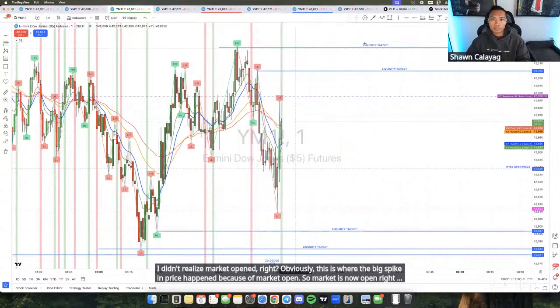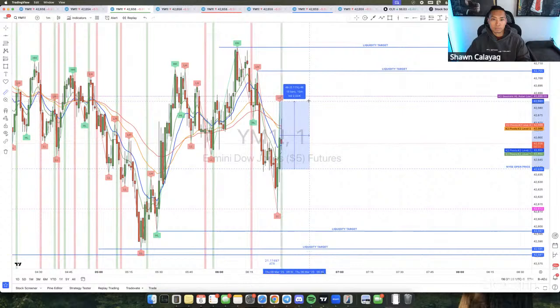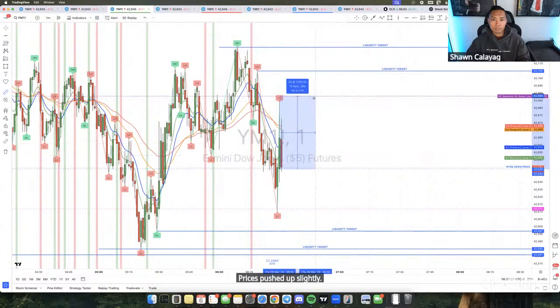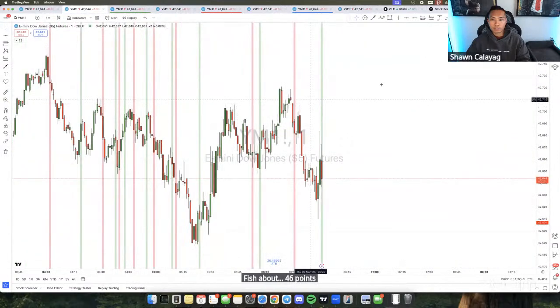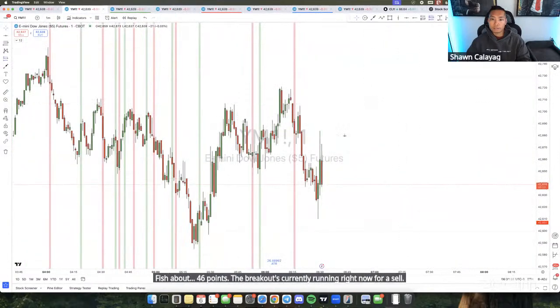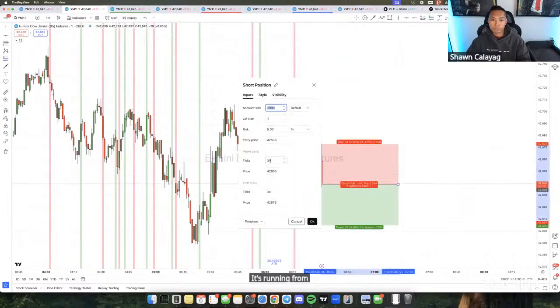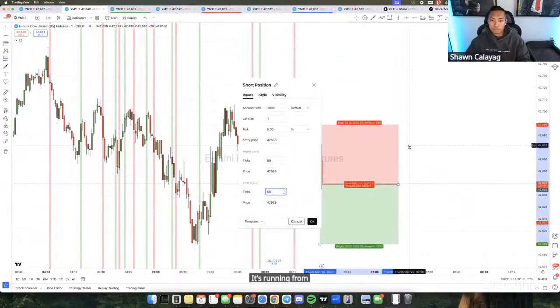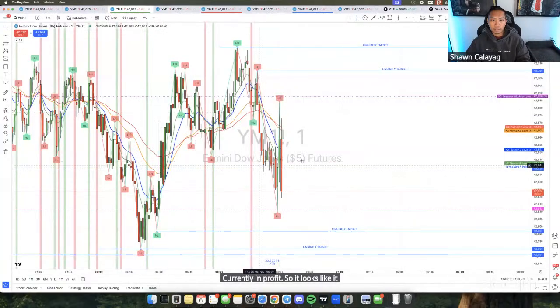Price is pushed up slightly, about 46 points. The breakout's currently running right now for a sell. It's running from this point right here, currently in profit. It looks like it's coming back down pretty sharply right there.